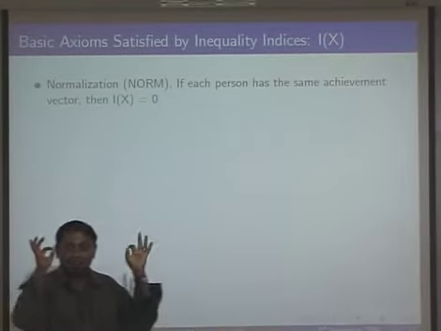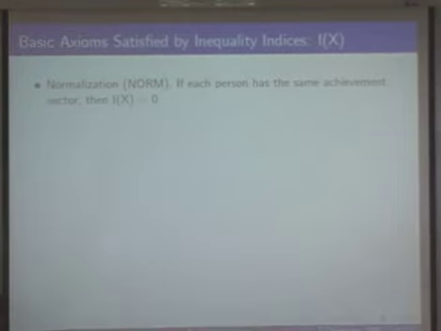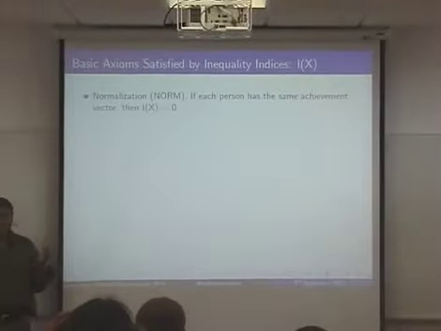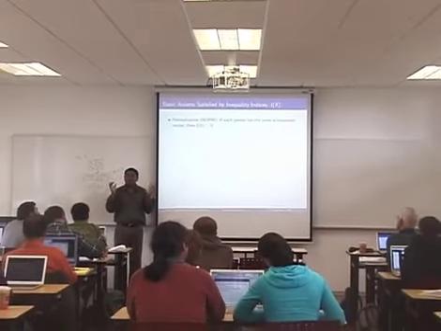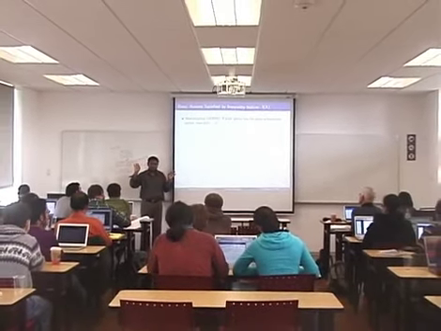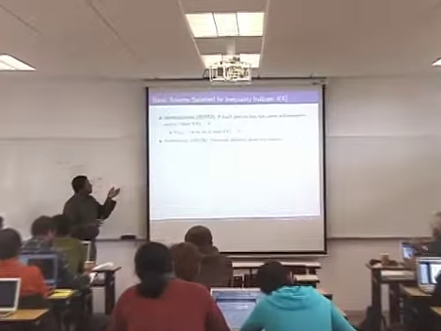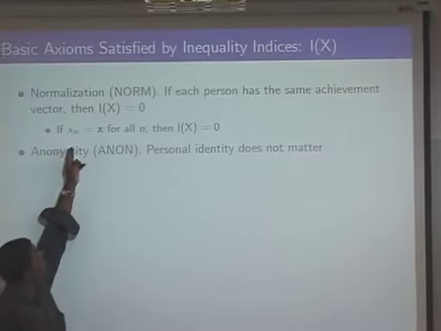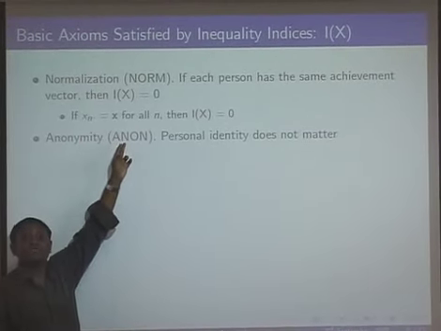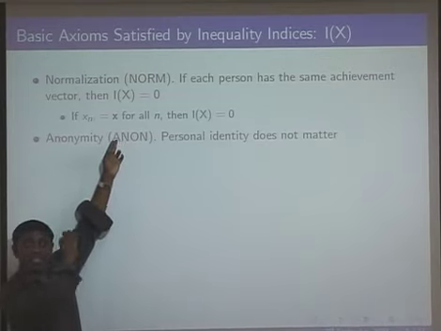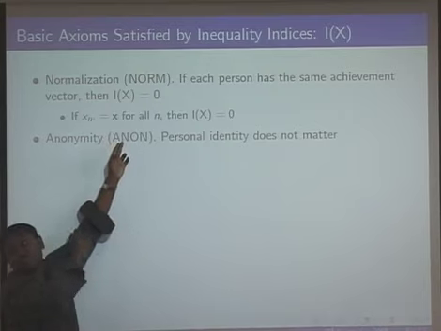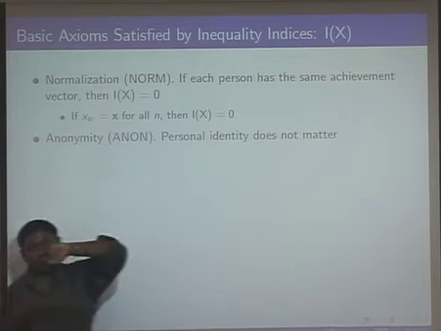Everybody had the same achievement in every dimension, then the welfare index was equal to that particular achievement. That was normalization in the welfare, human development context. So if everybody had the same achievement, if each individual has the same achievement vector, it is capitalized because this is a vector, in, say, 3 dimensions, then there should be no inequality.